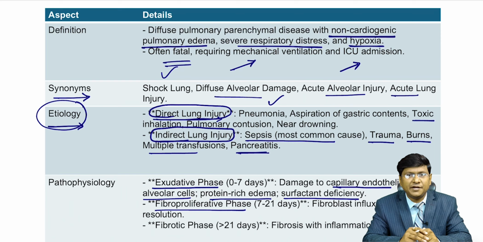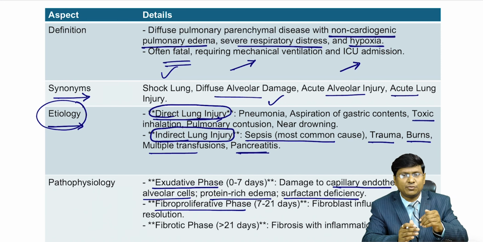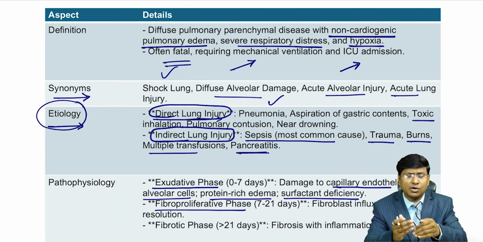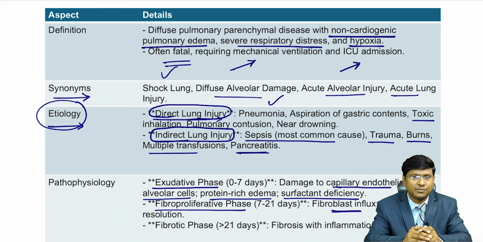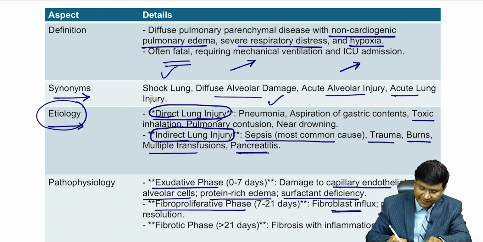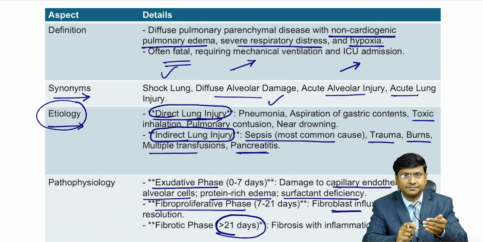The fibroproliferative phase will be there for nearly 7 to 21 days. In this, there will be infiltration and proliferation of the fibroblasts, right? So there will be an influx of fibroblasts. Then followed by that, the fibrotic phase. The fibrotic phase is more than 21 days, right?